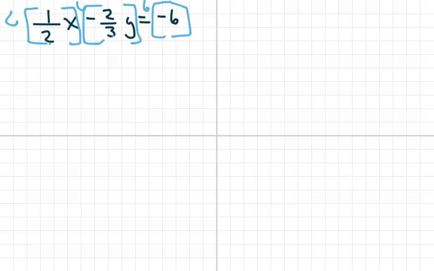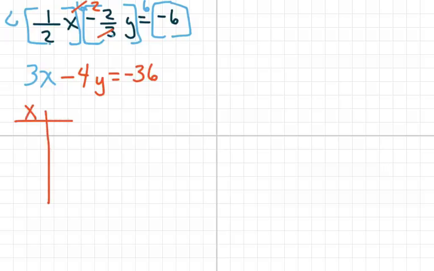So 6 times 1/2 is 3. So that's 3x. 6, what I'm going to do here is just 3 goes into 6 2 times. So 2 times negative 2 is negative 4y. And then we're going to get negative 36 here. Now it's a little easier to deal with.